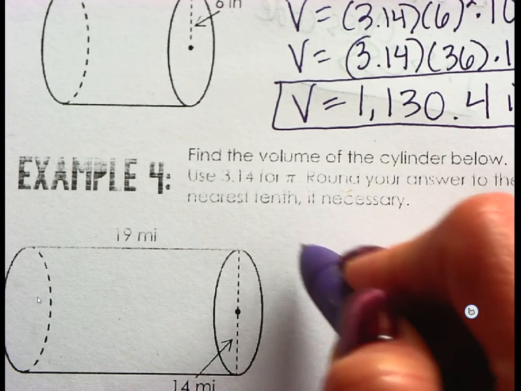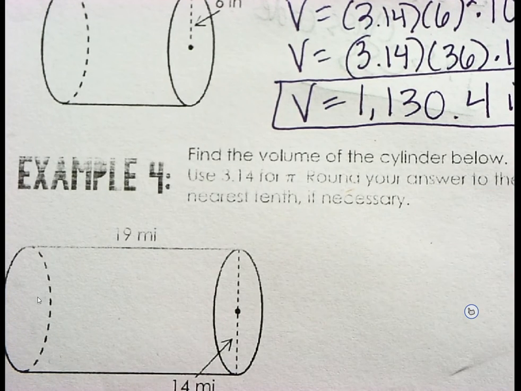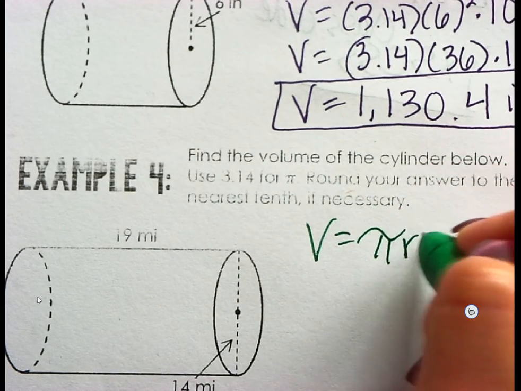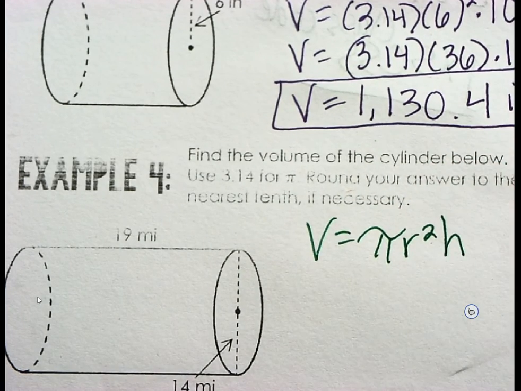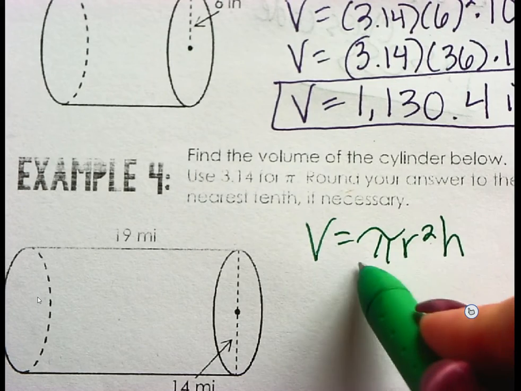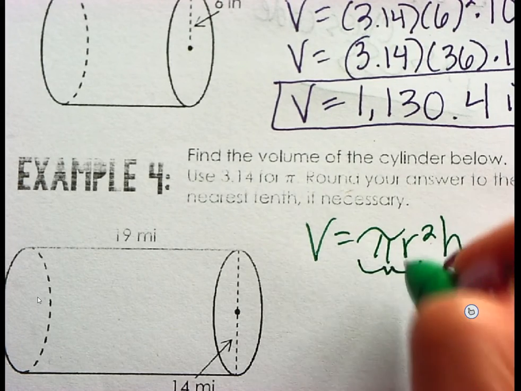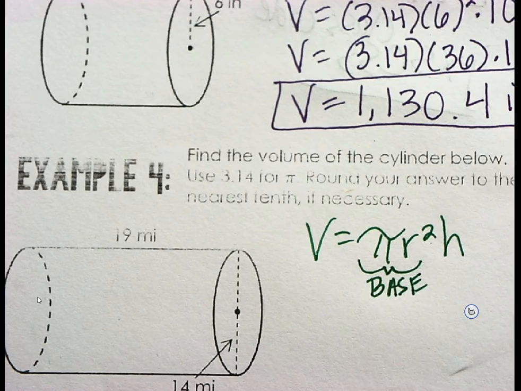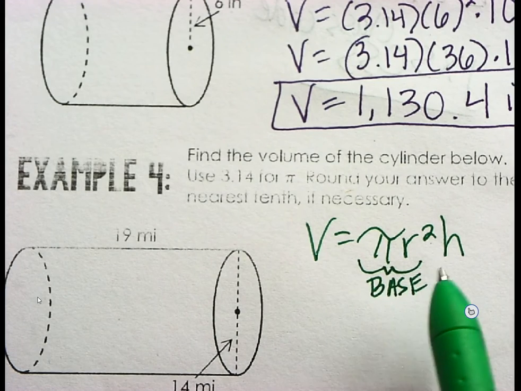We know for the formula, volume equals pi r squared times h. Now you guys don't have to memorize these formulas. You're given the formula sheet, but it's important to know where the pieces come from. So like this, that's the area of our base. Because the base is a circle, that's why we use the area of a circle, and we multiply that times the height.